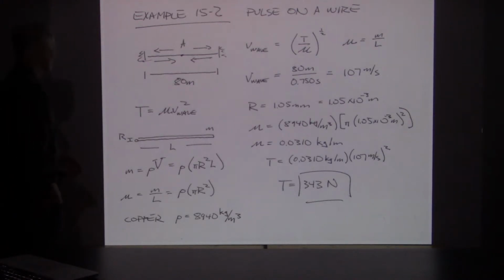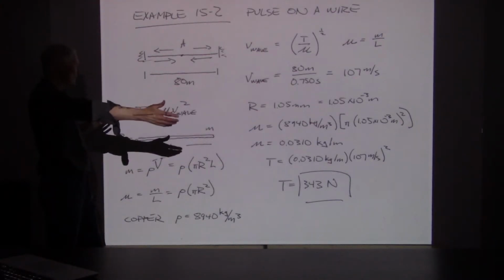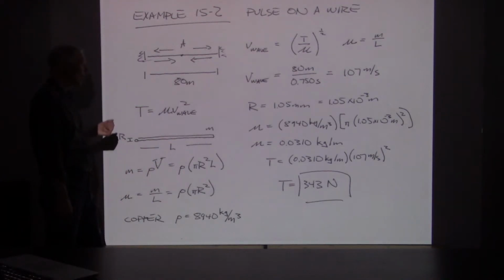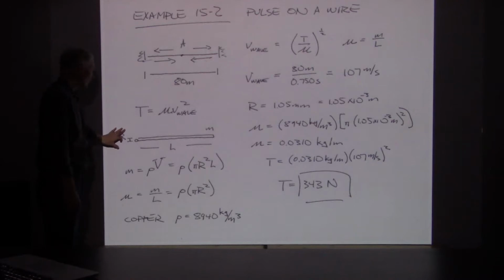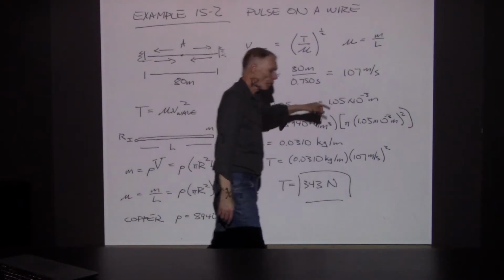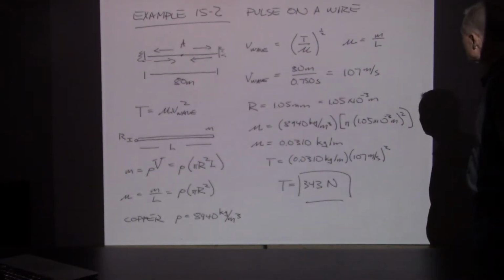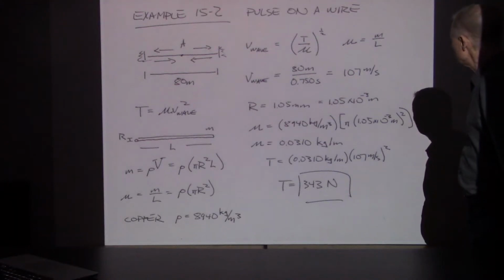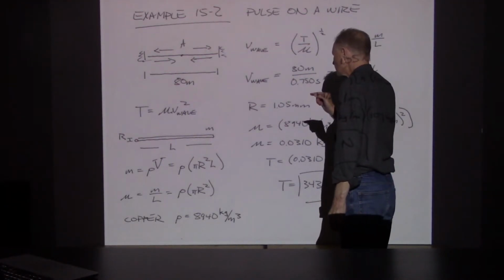So let's follow that. Here is this string. It's an 80 meter string made of copper, and so the L value here is 80 meters. The radius is going to be half the diameter. That's going to be 1.05 millimeters, 1.05 times 10 to the minus 3 meters. And then this is a little tricky here.